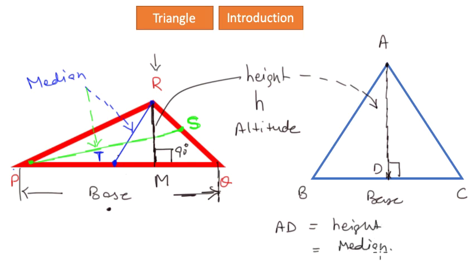We will not go into the proof or the details of that, but that is something you might want to know. But for all practical purposes, I will say that it is fair to assume that median and height are two different line segments in a triangle. Okay. And with that, let us proceed to understand the various properties of triangles.